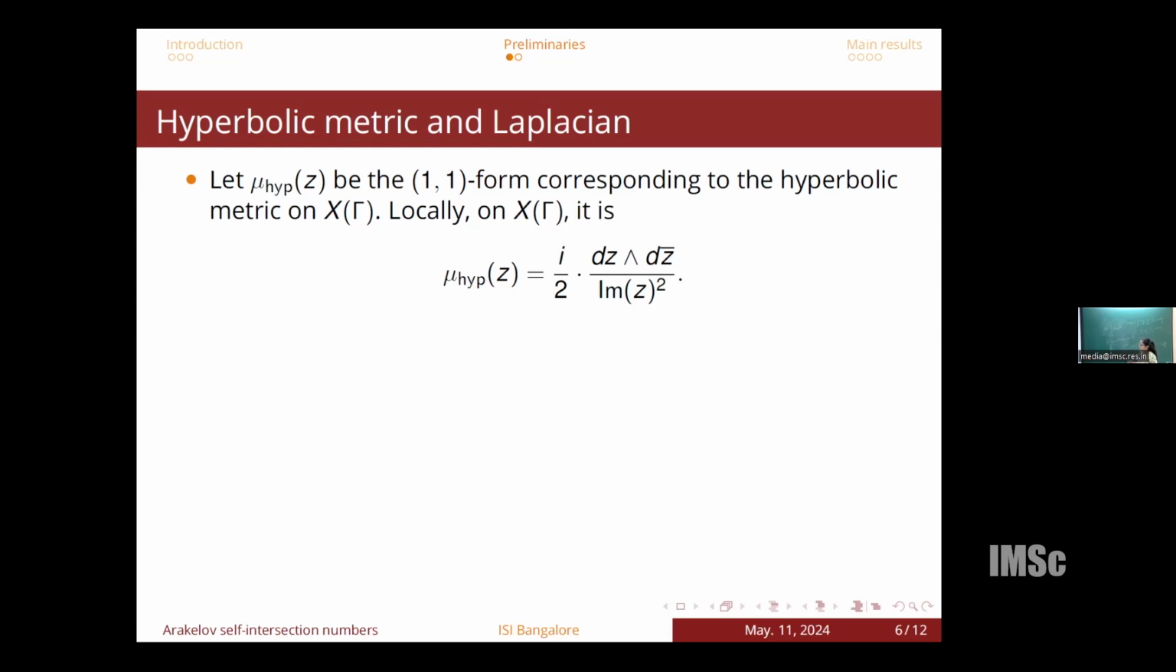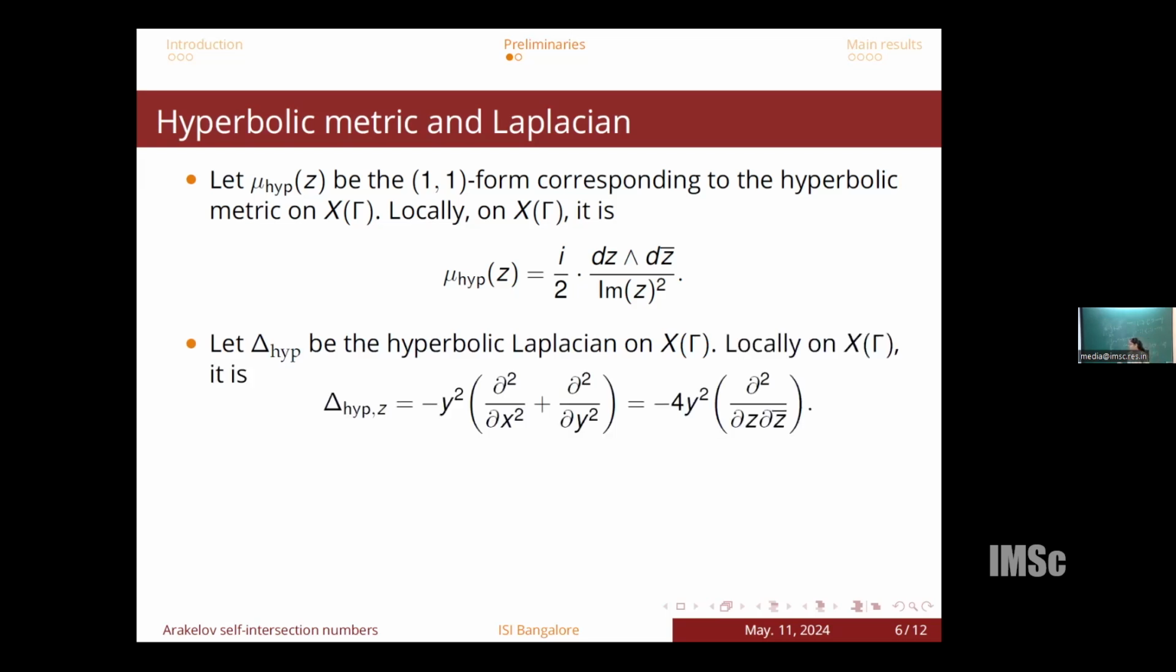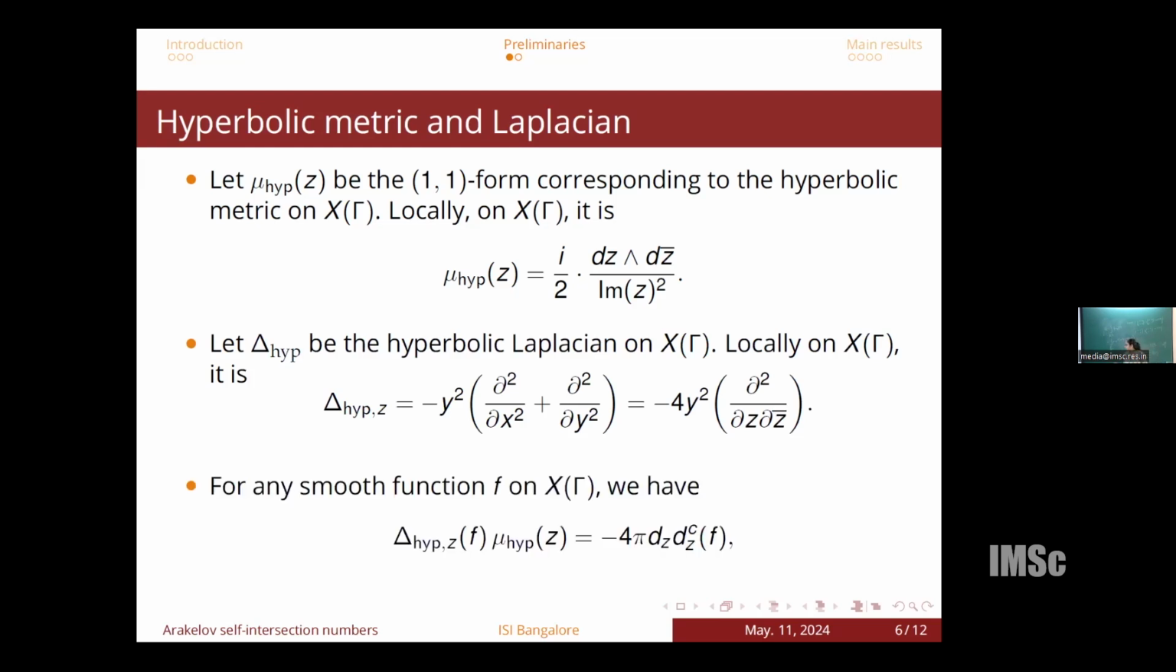Okay, so on this X(Gamma), we have the hyperbolic Laplacian, which I denote by Delta_hyp, and locally it is given by minus y squared times (partial squared over partial x squared plus partial squared over partial y squared). If you take any smooth function f on X(Gamma), and apply this hyperbolic Laplacian and multiply with this hyperbolic (1,1)-form, we get 4 pi dd^c f, where d and d^c are the two differential operators, partial plus partial-bar, and partial minus partial-bar divided by 4 pi i.